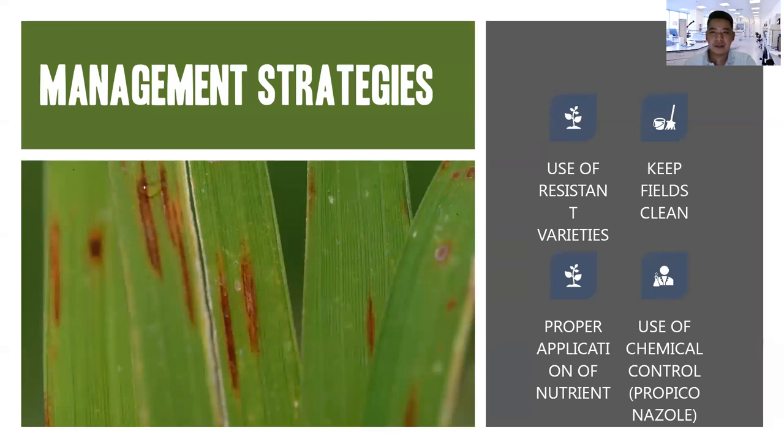So for the management strategies, use resistant varieties again. Keep our fields clean, remove weeds and weedy rice in the field and nearby areas. We remove them to get rid of alternate hosts or other host plants that narrow brown spot or other diseases of rice can attach to. If narrow brown spot poses a risk to the field, we can go to chemical control. Application of propiconazole at booting stage to heading stage is effective. Also, proper application of nutrients. That's it for narrow brown spot of rice.